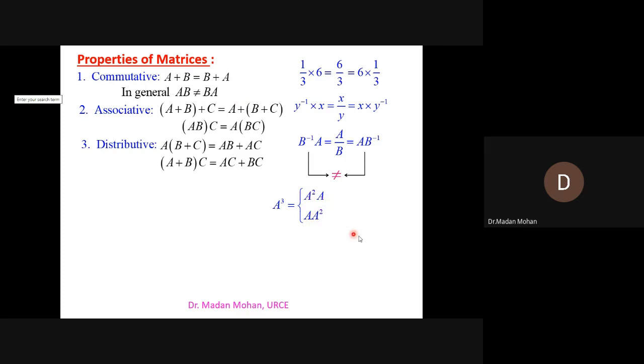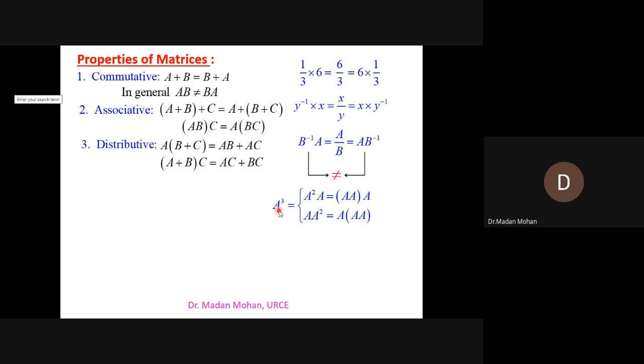Why are these equal? Please observe. It is the same as AAA. A square is AA, and this A square is AA. I think you got this point. Now it is just shifting brackets. There is the associative property with respect to multiplication. Got the point? AA, replace B and C, bracket shifting. Therefore, these two are always equal.